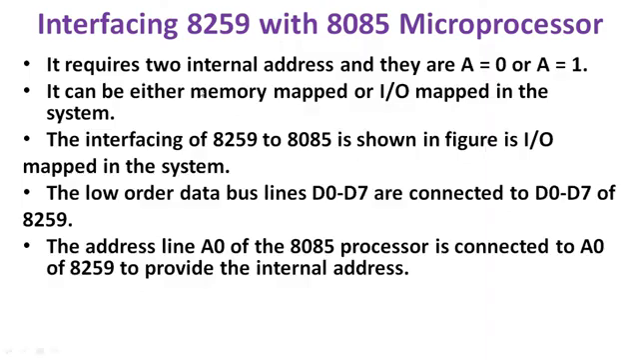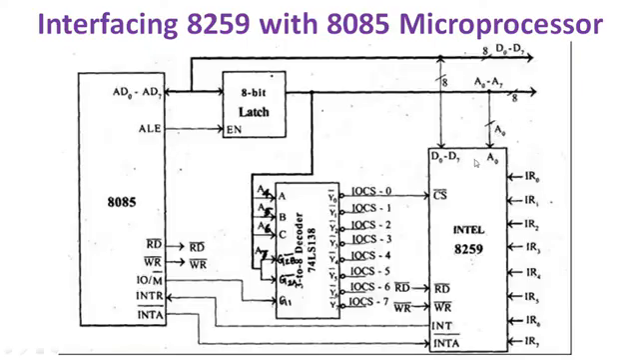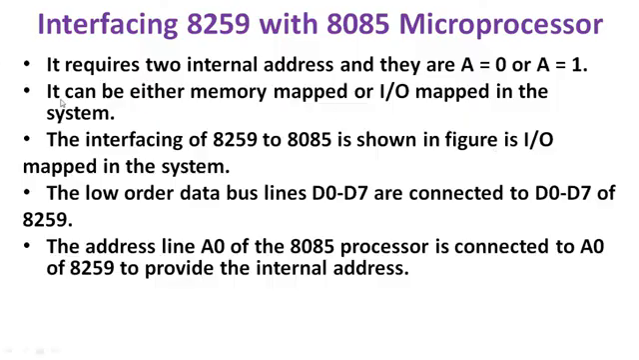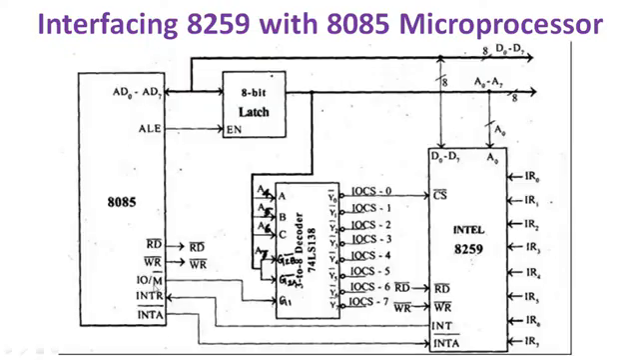So here we will see again the interfacing part. Though we are continuing the interfacing part, it requires two internal addresses and they are A0 equal to 0 or A0 equal to 1. It can be either memory mapped IO or IO mapped IO in the system. So in this diagram we have connected IO/M bar to G1 of 3/8 decoder IC. G1 is active high pin. So whenever the processor executes OUT instruction or IN instruction, that time the IO/M bar pin goes high, which enables this decoder.